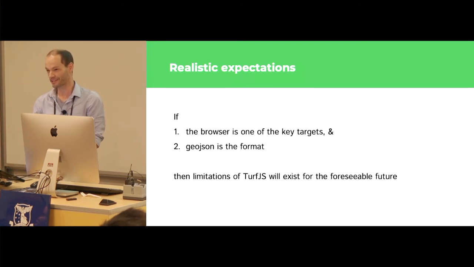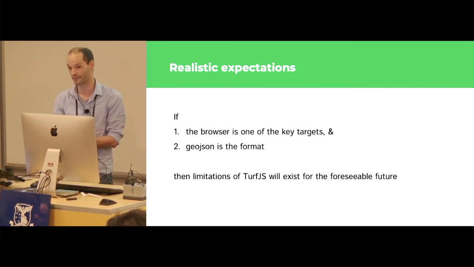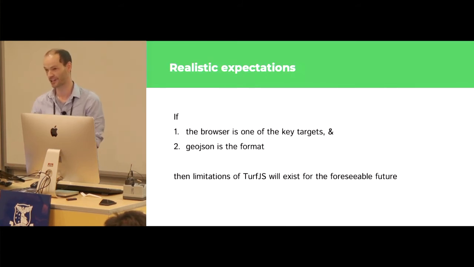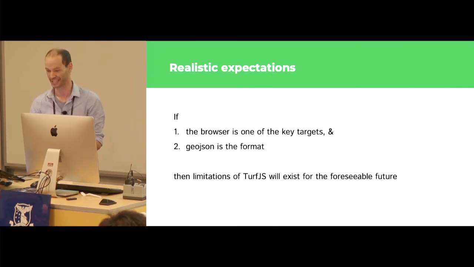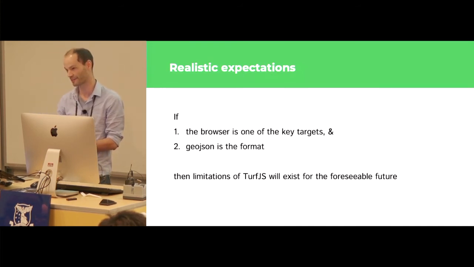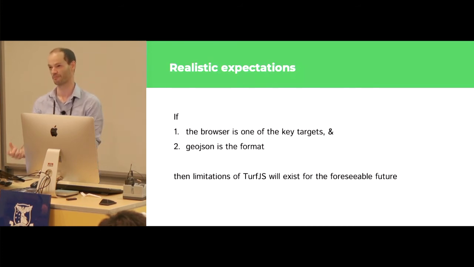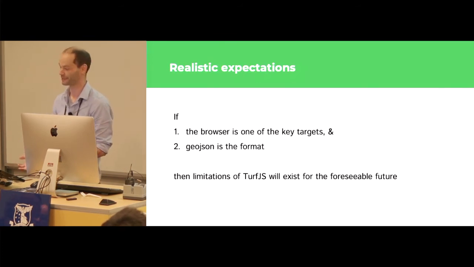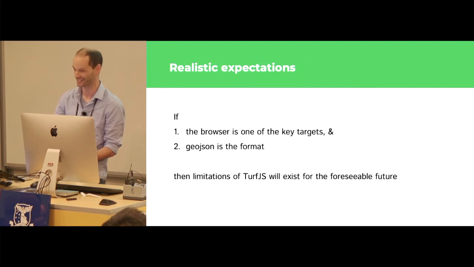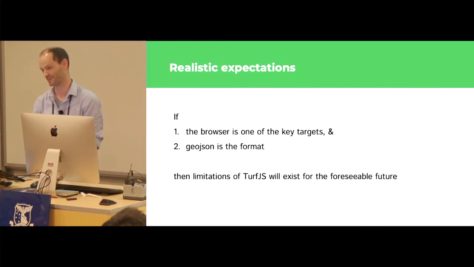But with that, we also need to be realistic. If the browser is going to be one of our targets and GeoJSON is going to be the format, then there are limitations that we need to accept. It means that we need to keep our scope constrained. We need to do things that make sense to do in a browser. And it also means performance-wise, we need to be sensible. We can't expect something like TurfJS running single-threaded JavaScript to compete with a PostGIS or a QGIS.